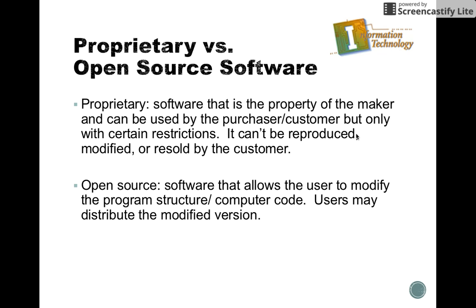There are different types of software. There's proprietary and open source. Proprietary software is software that is the property of the maker and can be used by the purchaser or customer, but only with certain restrictions. It cannot be reproduced, modified, or resold by the customer. A good example of this is all the different Adobe software. Those are all proprietary software.